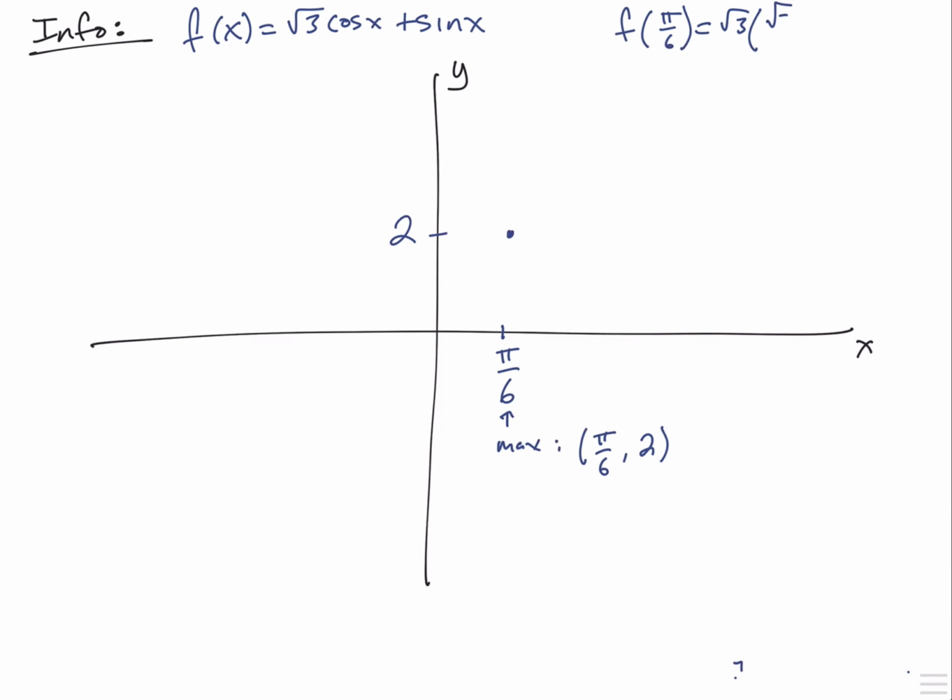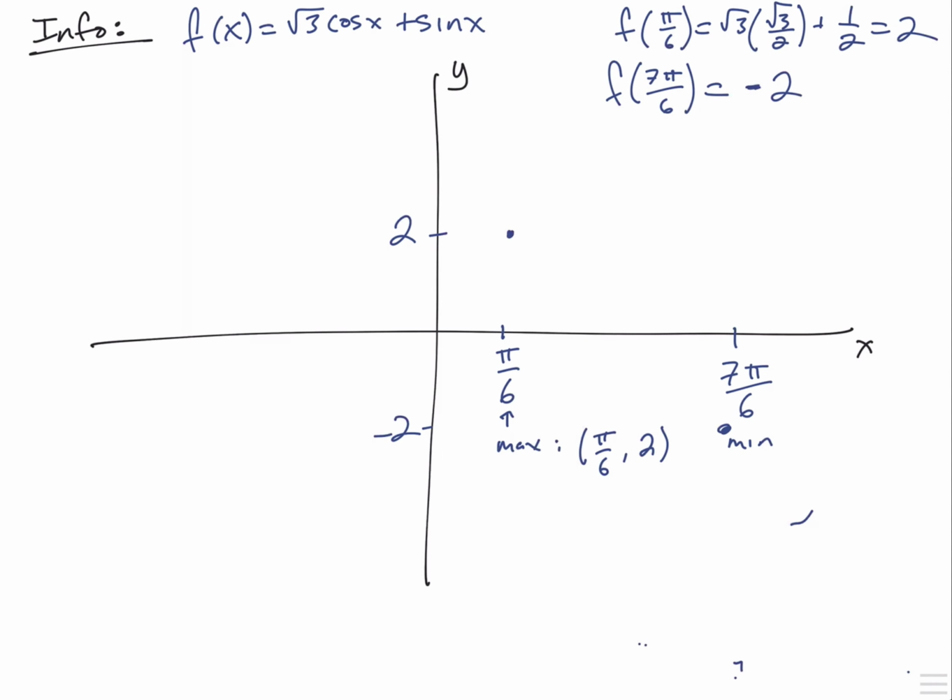So root 3 times root 3 over 2 plus 1/2. So then you get 2, right? Okay. And then there's a minimum over here, right? Where was that? 7 pi over 6? Okay, 7 pi over 6. All right, so here there's a minimum. And what's the y value? If I plug in 7 pi over 6, I get -2. All right. So right here.